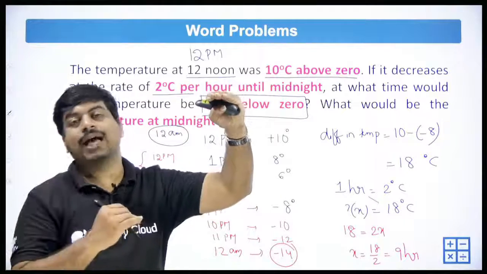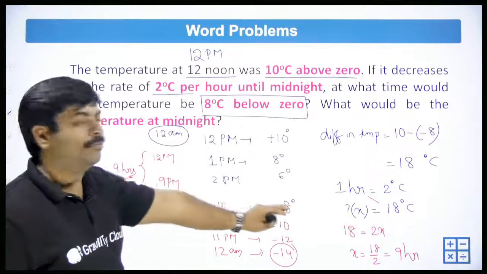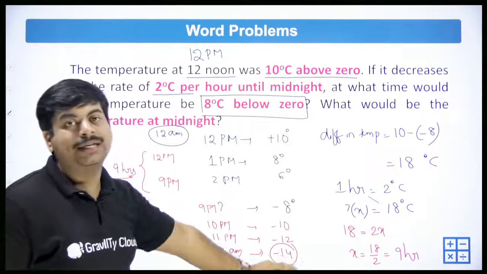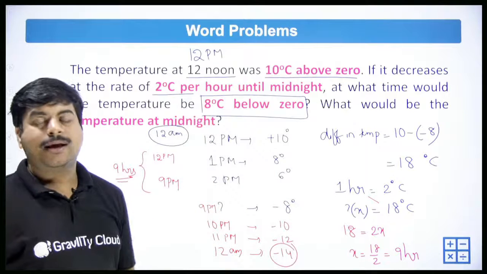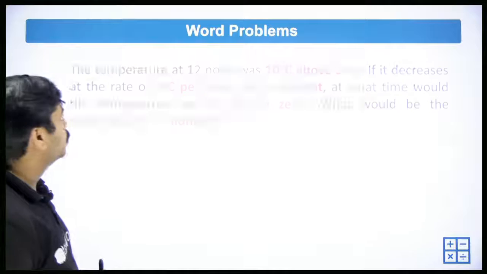To 9 p.m., you're having 9 hours, right? So you'll be falling at 9 p.m. minus 8, and at midnight, 12 a.m., you'll be having minus 14 degrees Celsius. Understand? Right? Easy question. So let's move to one more question.